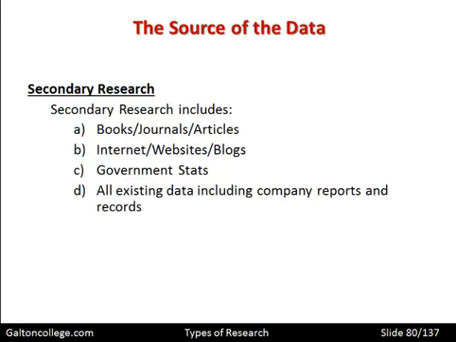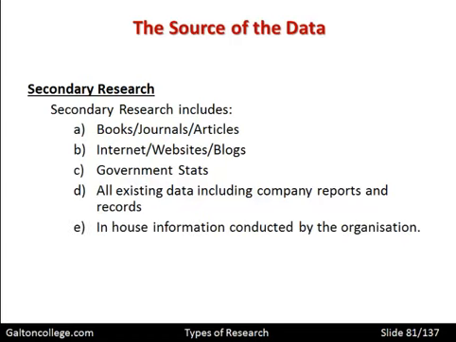But other sources could be company reports and company records. These reports and records were published or made available for specific purposes. Now they can be used for something else, used in a secondary sense. In-house information conducted by organizations. It could be internal to the organization. They look at their own data they used in the past, and perhaps were able to use it again. Data they collected in the past, which at that time was primary, now they're able to use it a second time. It's secondary research.